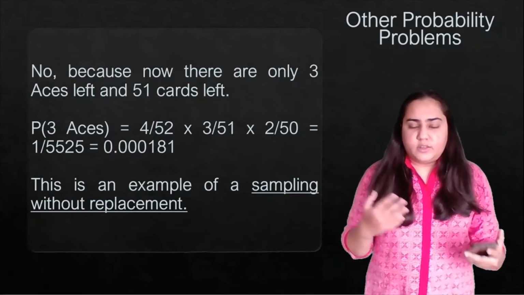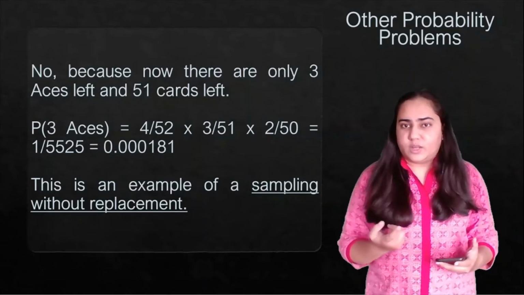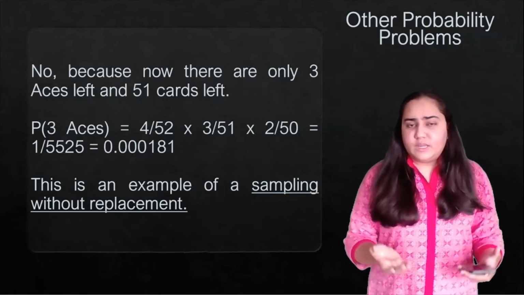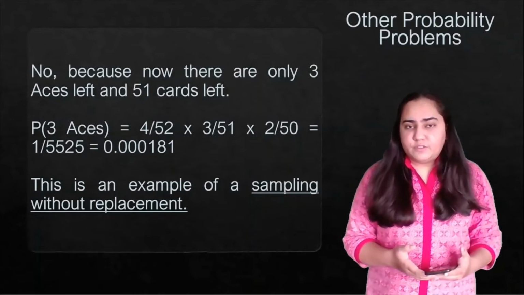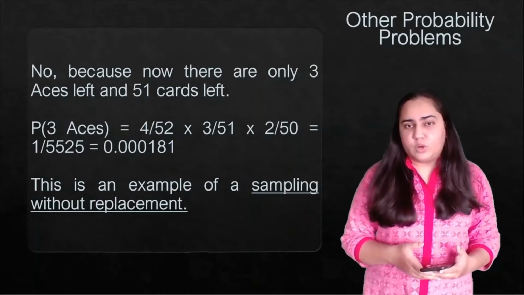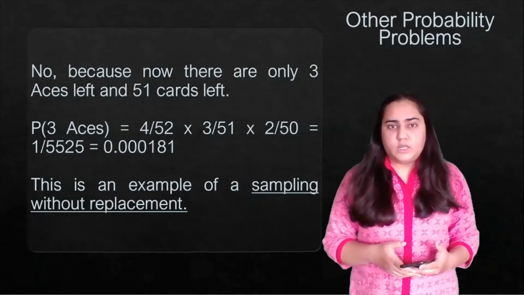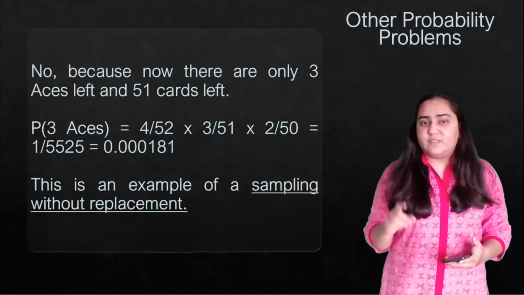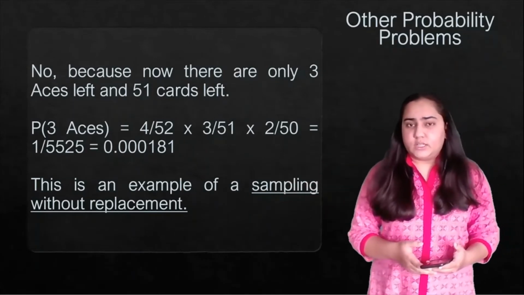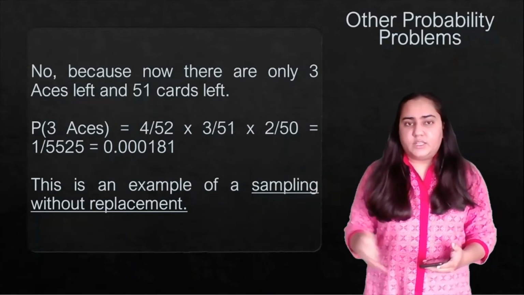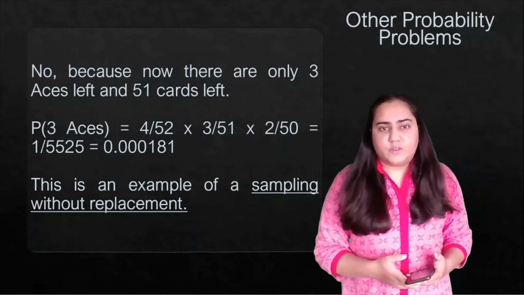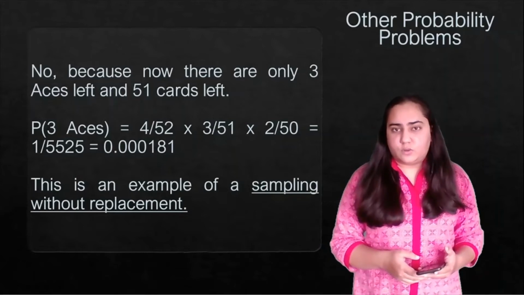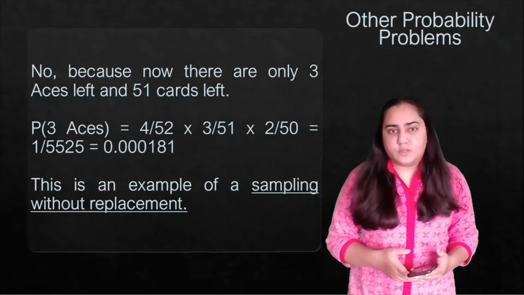You would be writing P of three aces. So earlier it was P of picking just one ace, which is 4 by 52. But now picking three aces in succession would be 4 by 52, multiplied by 3 by 51, and then multiplied by 2 by 50. So this 4 by 52 is picking the first ace, 3 by 51 is picking the second ace, and 2 by 50 is picking the third ace. And that gives you 1 by 5,525, which results in this value, 0.000181. You can verify that for yourself.